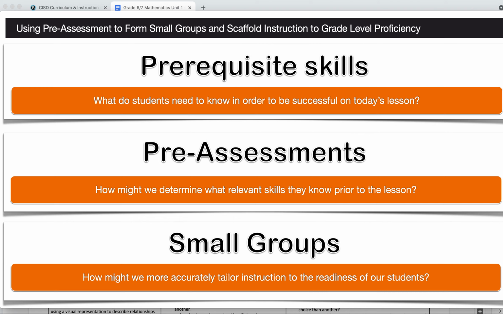How might we more accurately tailor instruction to the readiness of our students? We will use small groups to provide intentional scaffolding from where the students are to grade level proficiency. Our goal is that every student attain grade level proficiency for today's lesson, possibly beyond.